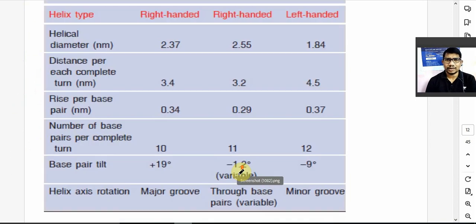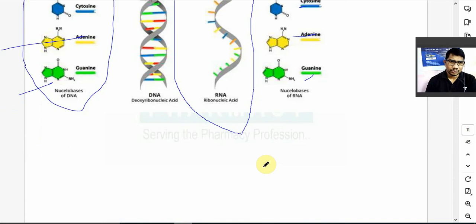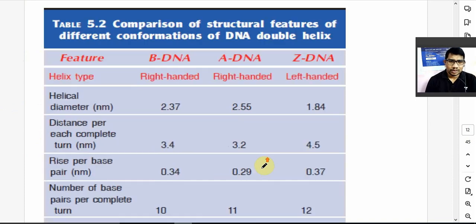Now, there are different types of RNA. Now you can see over here, there are different types of DNA also. Comparison of structural features of different types of DNA. Structural features and different conformations of the DNA double helix. DNA का भी structure जो है different होता है. जैसे most common जो होता है B-DNA, which is right handed, है ना. A-DNA भी होता है, then Z-DNA भी होता है.